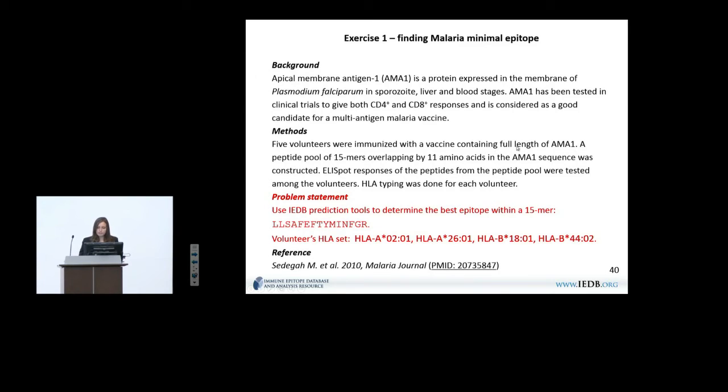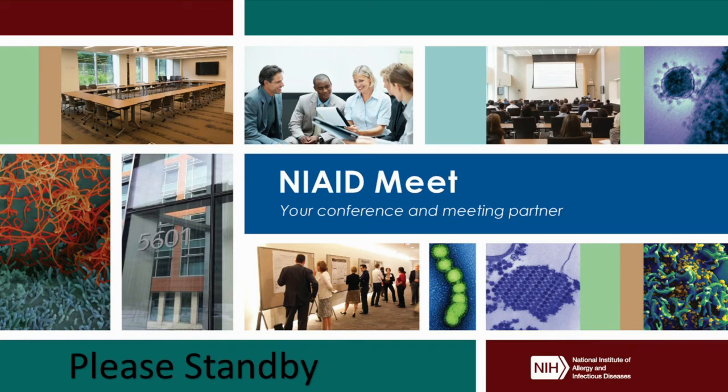Basically, volunteers were immunized with a vaccine containing peptides from this protein, and the ELISpot responses were tested later. So we know one 15-mer which was tested in donors, and we know the set of donors' alleles. What you have to do is, within this 15-mer, find the best epitope which would bind to this donor. So you have to use MHC class I prediction tools. Try to do it yourself now in 10 minutes. I will be around trying to help, and Sino can help as well. And we're going to go through it in 10 minutes. Let's go through this exercise and see if you all get the same.